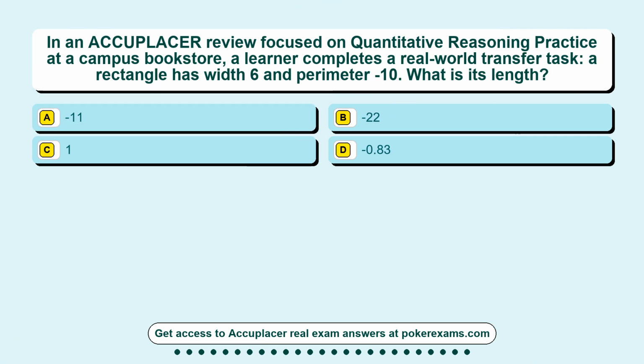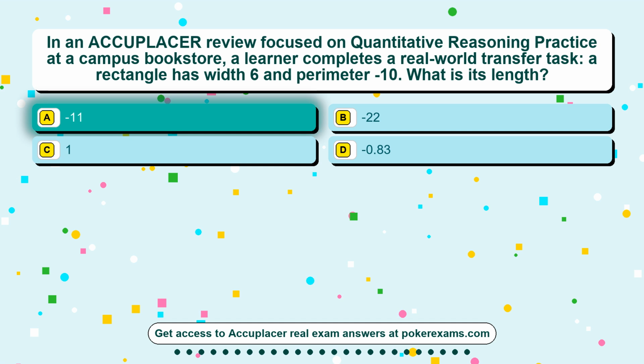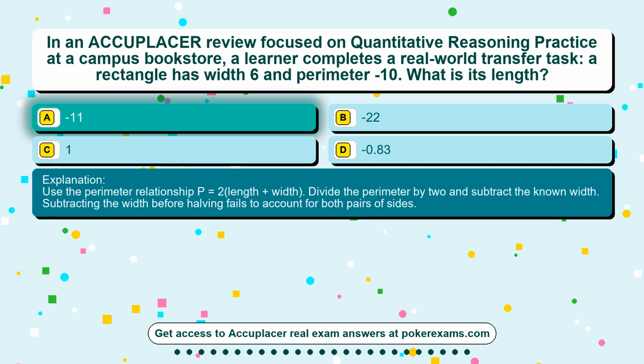Question 21. In an ACCUPLACER review focused on quantitative reasoning practice at a campus bookstore, a learner completes a real-world transfer task. A rectangle has width 6 and perimeter minus 10. What is its length? Option A, minus 11. Option B, minus 22. Option C, 1. Option D, minus 0.83. The correct answer is option A, minus 11. Use the perimeter relationship P equals 2(length plus width). Divide the perimeter by 2 and subtract the known width. Subtracting the width before halving fails to account for both pairs of sides.